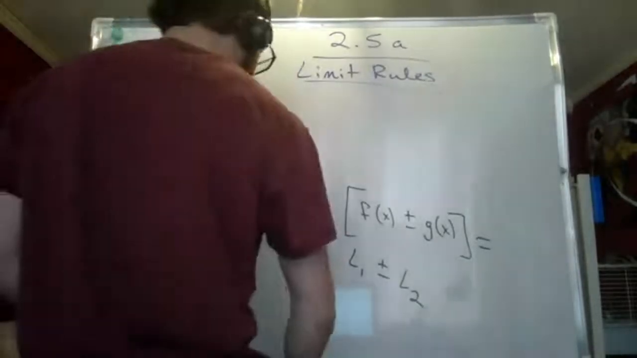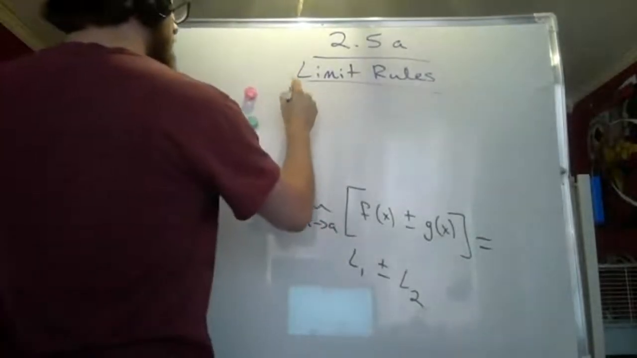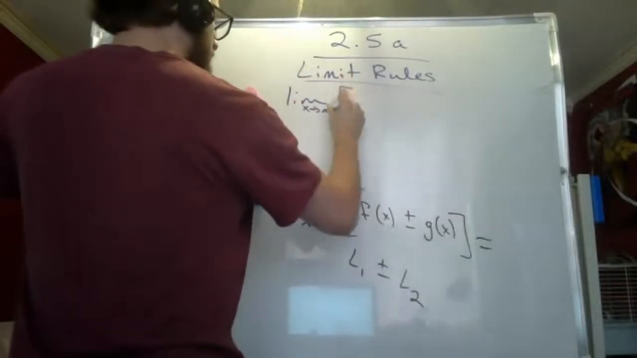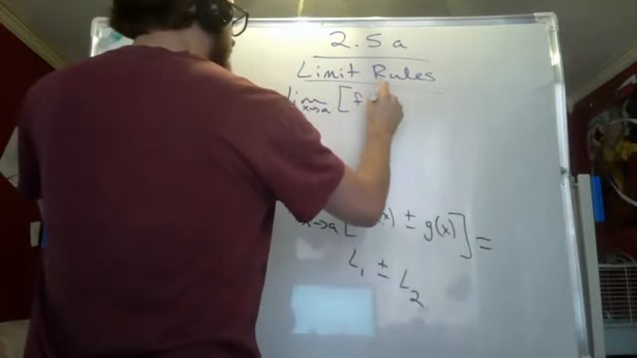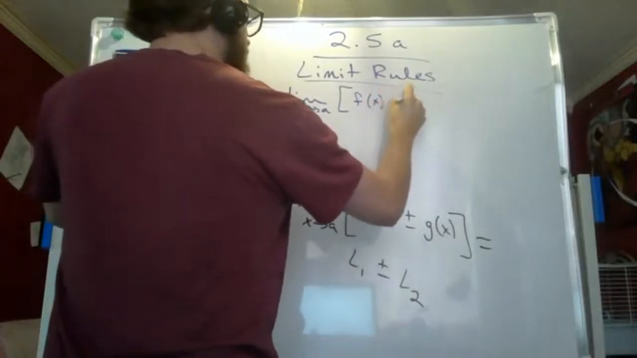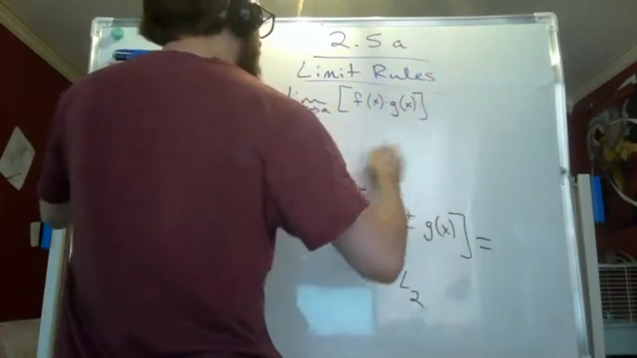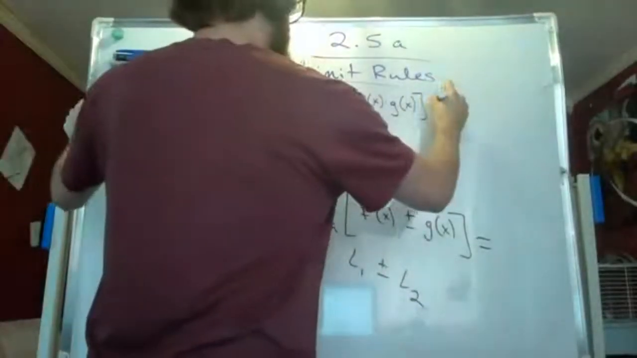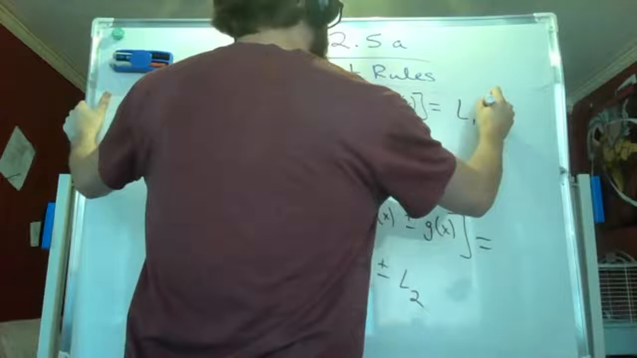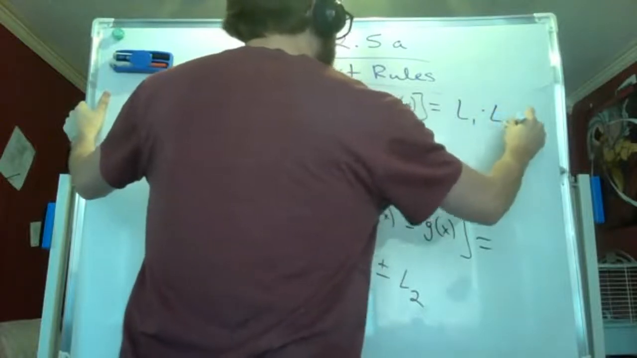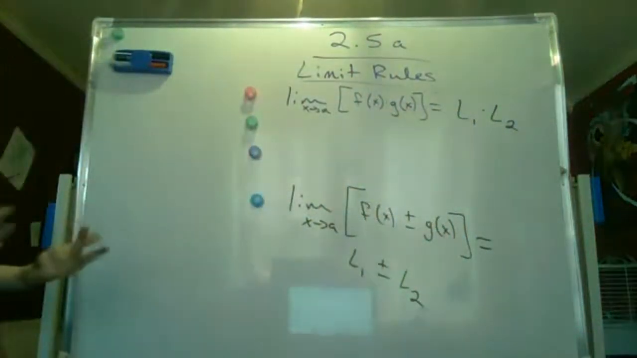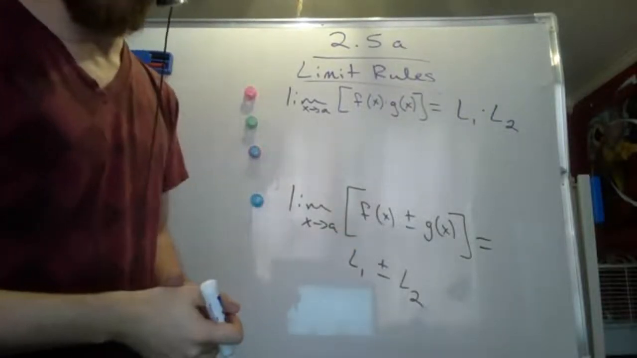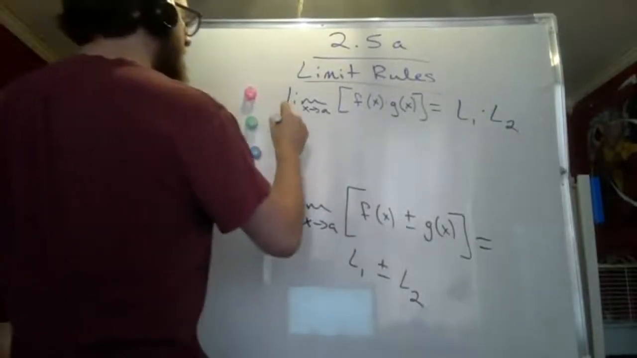Next, what about if we multiply? Well, if I have the limit as x goes to a for f of x times g of x, well again, in this case, it distributes. And so what we have here is just L1 times L2. So nothing tricky there. Works kind of the way you would expect it to. And so we can keep moving forward. And the same with division.